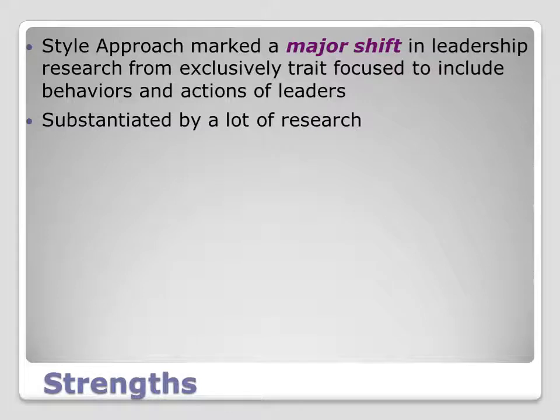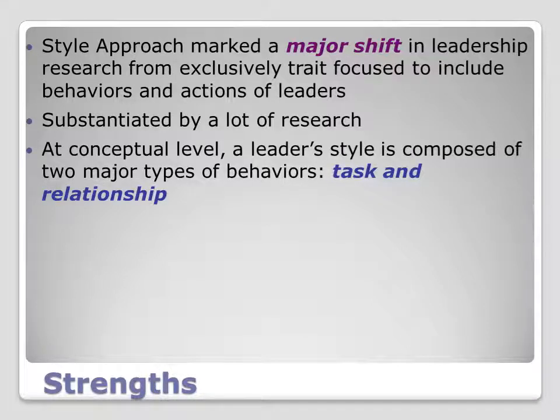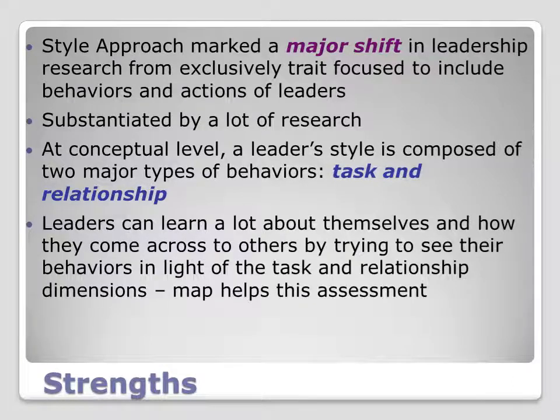This is substantiated by a lot of research. There's a lot of research done on this particular style approach to leadership. At the conceptual level, a leader's style is composed of two major types of behaviors, task and relationship. So I think it's easy for most people to understand when you say your job is either to get things done or to deal with people, which are you strongest at.